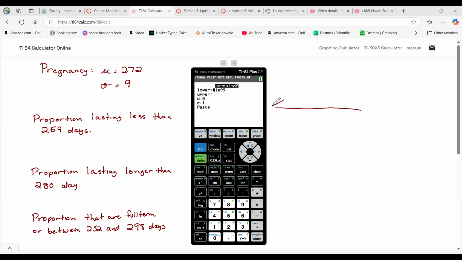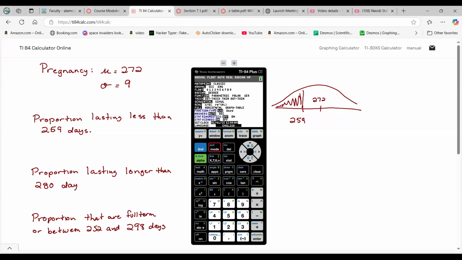The first one here, remember that we're looking at less than 259 days, on the side of my mean, for a distribution centered at 272. So what we need is a lower bound. If you're not getting the screen here, remember one of the things you can do is go into mode and make sure your stats diagnostic is off and your stats wizard is on, because we fiddled with those earlier. That might throw some things off at this point. Let me go back to my distribution again.